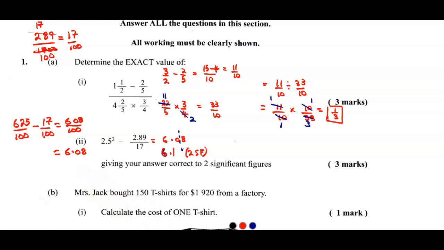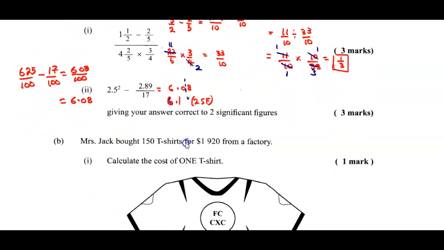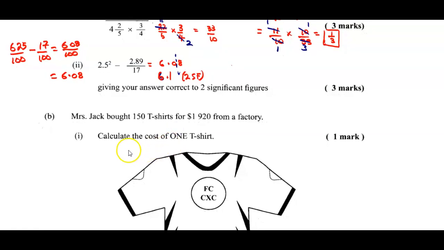Let's look at part B of the question. It says here, Mrs. Jock bought 150 t-shirts for $1,920 from a factory. Calculate the cost of one t-shirt. So we would have 1920 divided by 150. We can divide by 10 there. What we have there is 192 over 15.